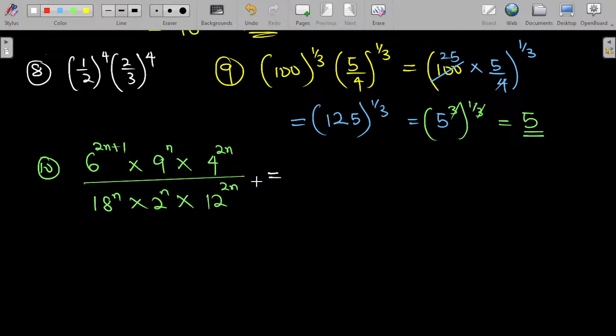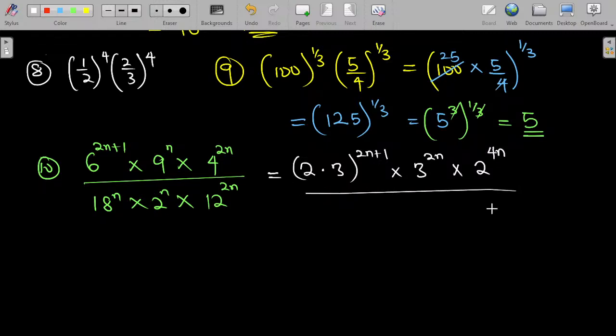So let's begin. I can actually split 6 to give me 2 times 3. Let me use dots to write that multiplication. All is raised to the power of 2n plus 1. Then multiplied by 9, which is 3 to the power of 2. The 2 will multiply the existing power, so you have 2n. And this is multiplied by 4, which is 2 to the power of 2. That 2 will multiply the existing power, and you have 4n.